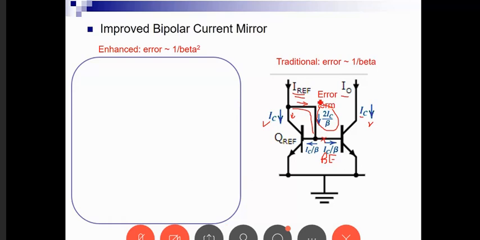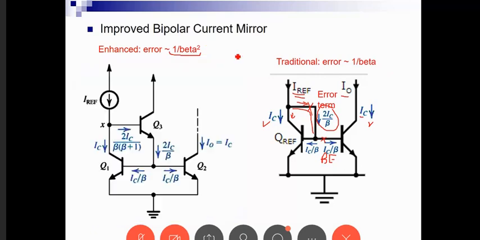The key for them in the beginning was to reduce the error coming from this branch. This helped them reduce the error to be 1 over beta squared. That means if my beta is 100, instead of an error of 1%, the error will be proportional to 1 over 10,000. Okay, so let us see.